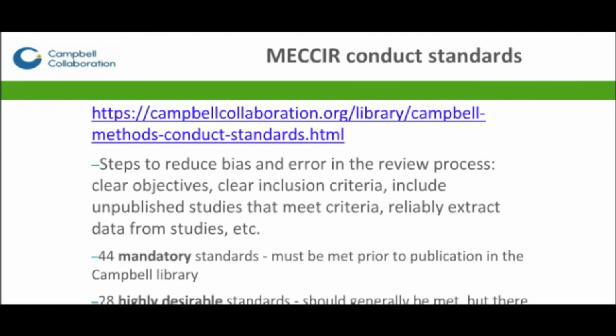So the MECCIR conduct standards can be found on the Campbell website at this URL. This includes steps to reduce bias and error in the review process, including formulating and articulating clear objectives, clear inclusion criteria for the review, including unpublished studies that meet the criteria, and reliably extracting data from studies. In total, there are 44 mandatory MECCIR conduct standards that must be met prior to the publication of a protocol in the Campbell Library. And there are 28 standards that are highly desirable. These generally should be met, but there are justifiable exceptions. And finally, there are 4 optional items that can be done at the author's discretion.